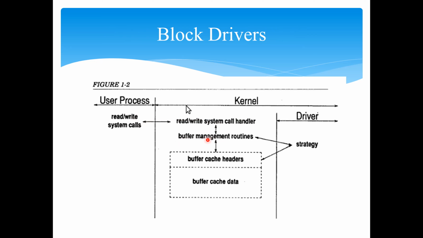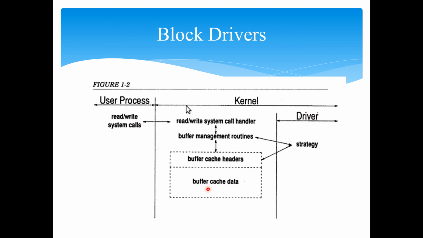What these buffer management routines will do is search. So this is a cache. You have some buffer cache headers and the data. It will search the buffer cache for the requested data. If the requested data is present, it will be directly sent back to the user process. Only in the absence of the data in the buffer, the request will be sent to the driver. The driver will go to the required memory and fetch the required data, and the data will be given back to your user process. At the same time, the data will be added to your cache as well.